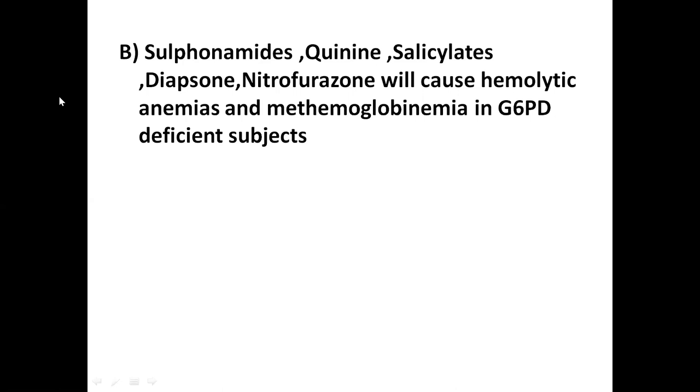What are the other drugs that cause this condition? Sulfonamides, quinine, salicylates, dapsone, nitrofurazole will cause hemolytic anemias and methemoglobinemia in glucose 6-phosphate deficient subjects or patients. What are the other drugs causing this condition, hemolytic anemia and methemoglobinemia? That is the sulfonamides, quinine, salicylates, dapsone, nitrofurazole. Okay.